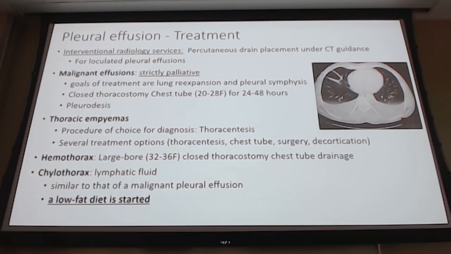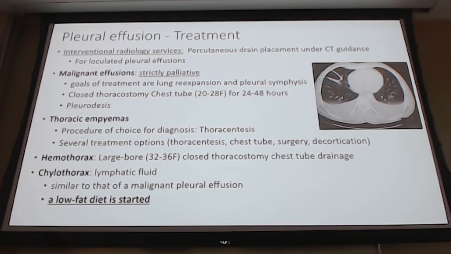When we get that pathology back of that fluid and it's malignant effusions, or we know that they have some sort of cancer and it is a malignant effusion, we draw off fluid for strictly palliative care so that they can breathe and re-expand the lung. A lot of times, if it's recurring, we can put in a closed chest tube, a small one, for 24 to 48 hours, draw off that fluid slowly so that we prevent that flash pulmonary edema. And then we do a pleurodesis, which we'll talk about in a minute, to try to scar that lung up against the wall to prevent further effusions.